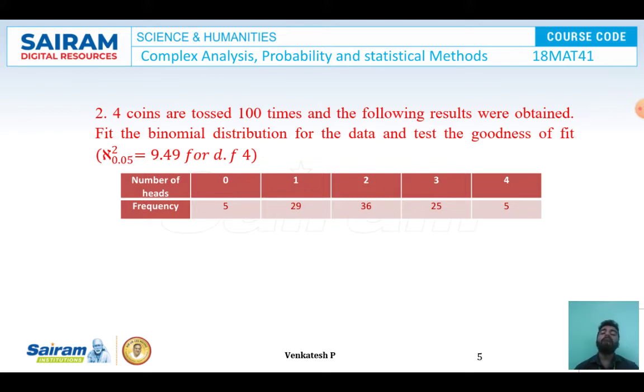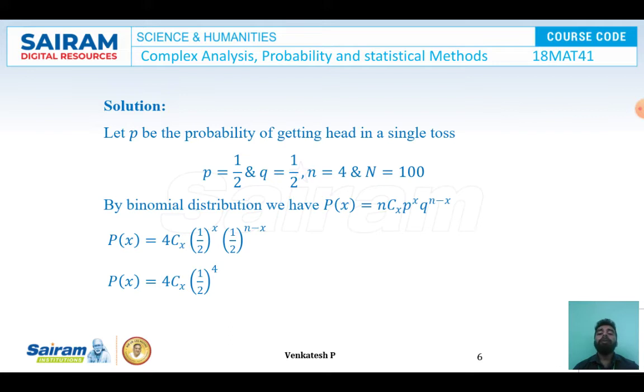So they have given the observed frequency. We have to calculate the expected frequency by fitting the binomial distribution. Let P be the chance of getting a head in a single toss. As we know, in tossing a coin one time, the possible outcomes will be either head or tail, so we'll be having two outcomes. Choosing one head out of two outcomes is 1 by 2. So P is equal to 1 by 2.